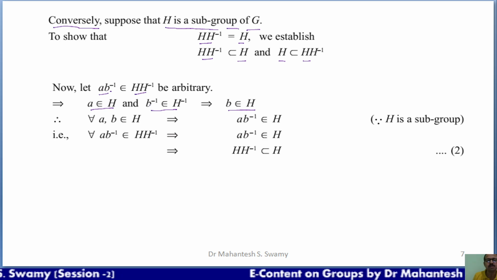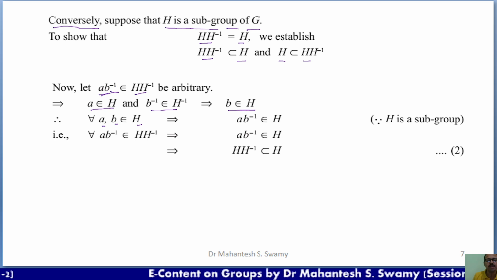Therefore, B inverse must be an inverse of the element B which is in H. So now we have two elements A and B belonging to H, as I just told you. Now this implies that for two elements A, B belonging to H, what was our assumption? (AB) whole inverse.